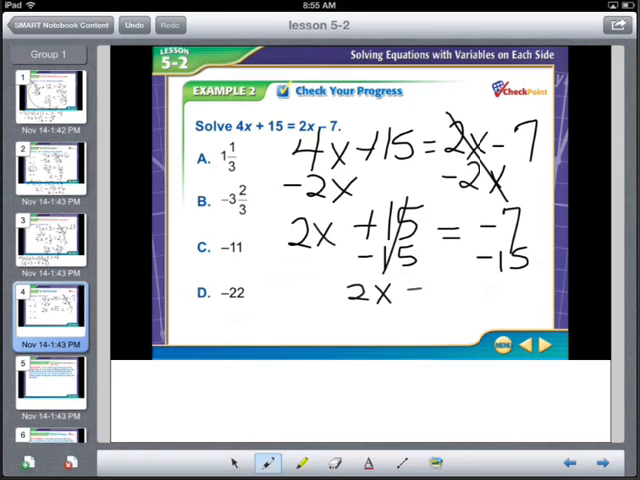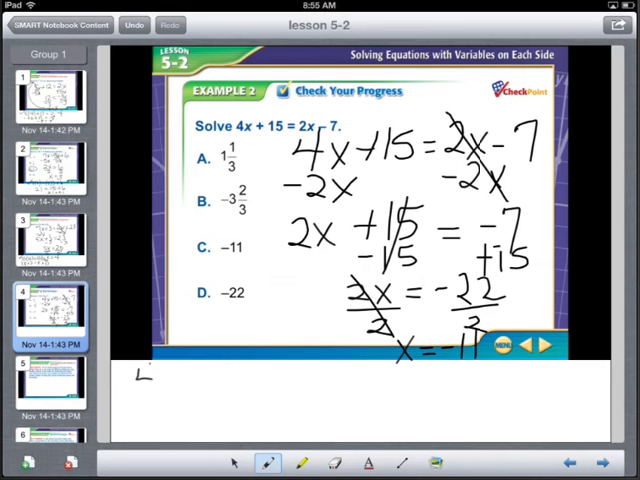So 2x is equal to negative 7 minus 15. If you want to make that plus a negative, you can. That's going to be a negative 22. Divide both sides by 2 to get the x by itself. So x is going to equal negative 11.